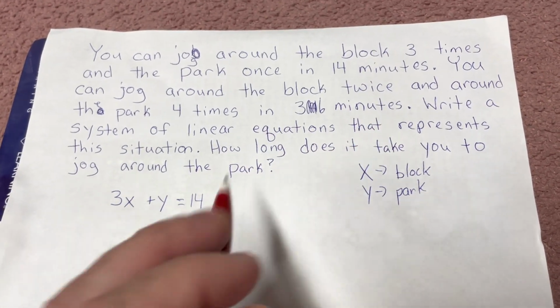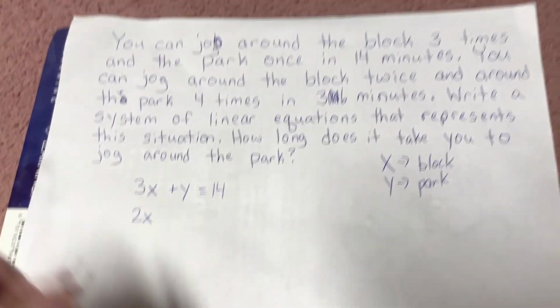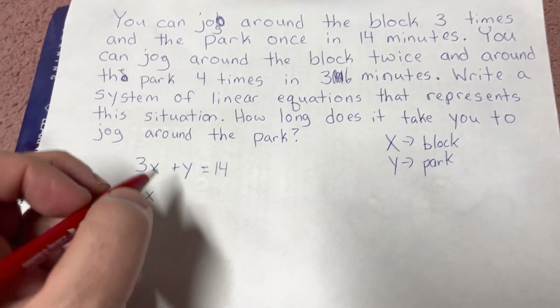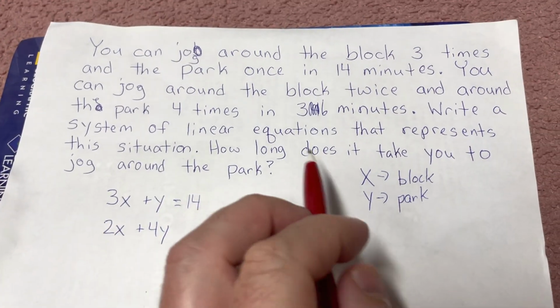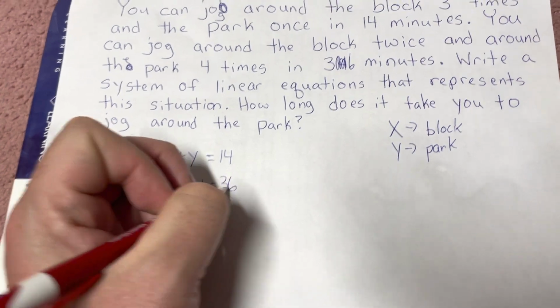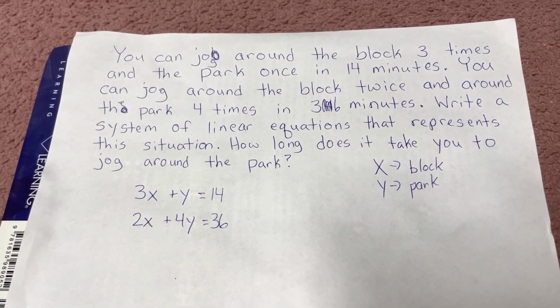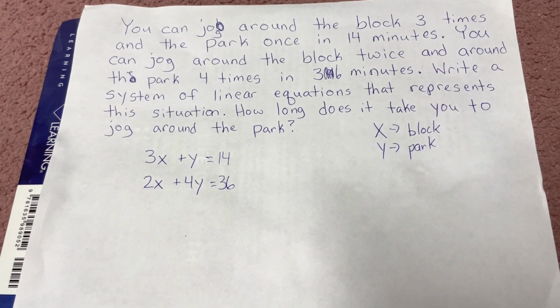You can jog around the block twice, so that's going to be 2X, okay? And around the park 4 times, so that's 4Y in 36 minutes. Okay, well, that's interesting. Write a system of linear equations that represents this situation. How long does it take you to jog around the park?